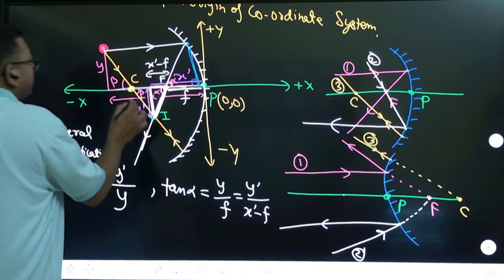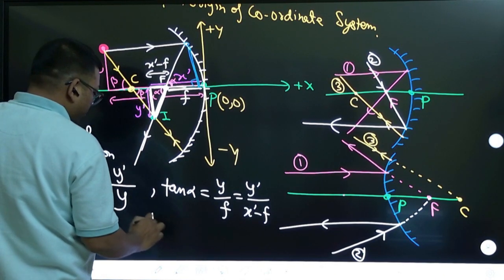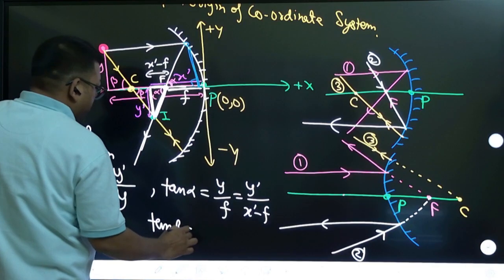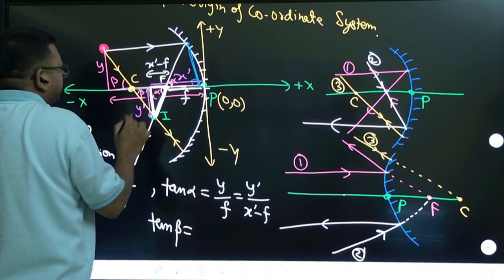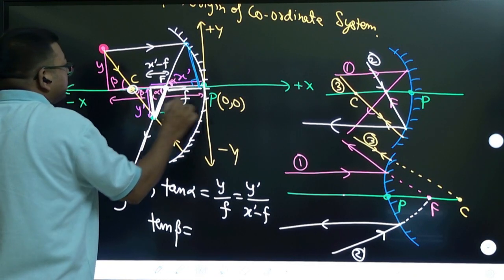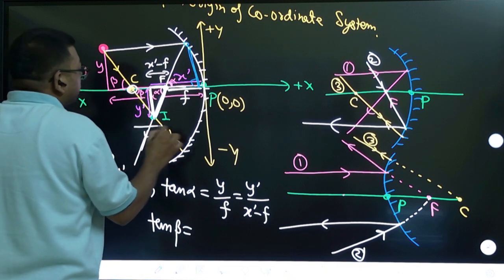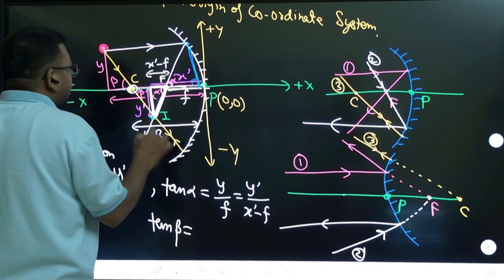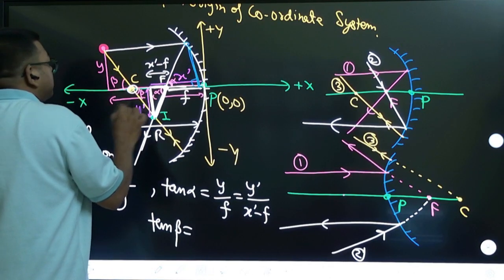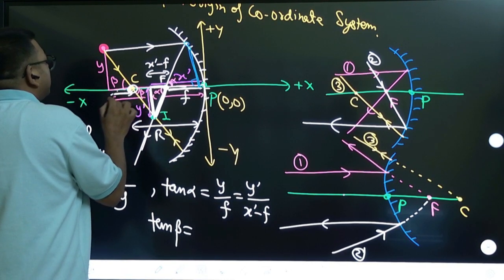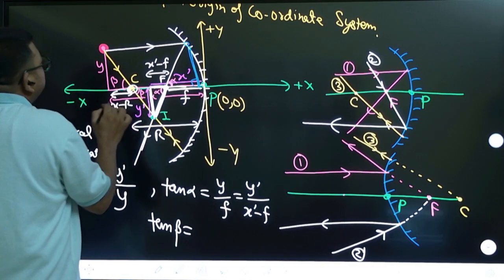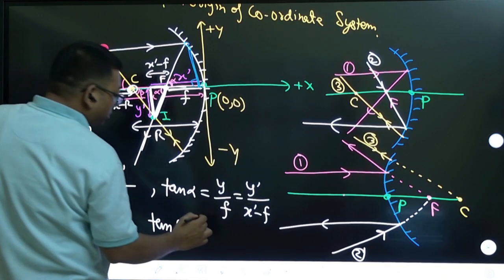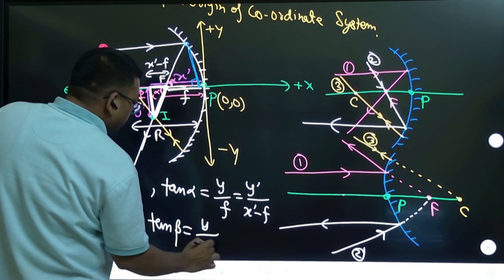Similarly, let us write tan beta in this triangle. Remember this is the radius, because the center is at a distance of radius, so this is equal to r. First of all, note that. And this is x, so this distance becomes x minus r. So tan beta in this triangle is y by x minus r.